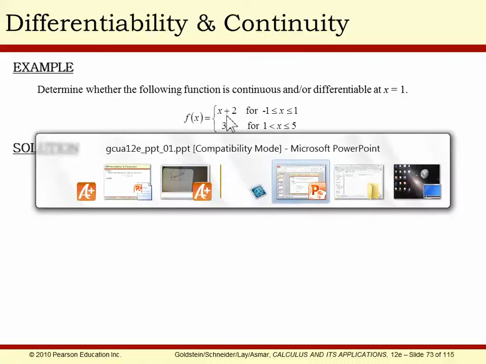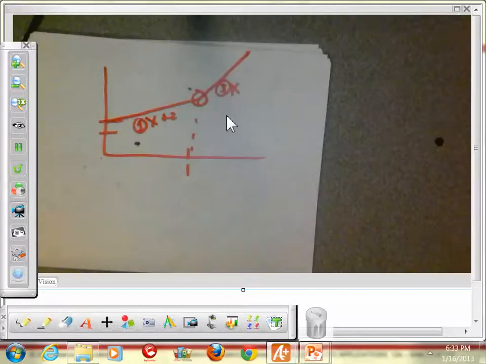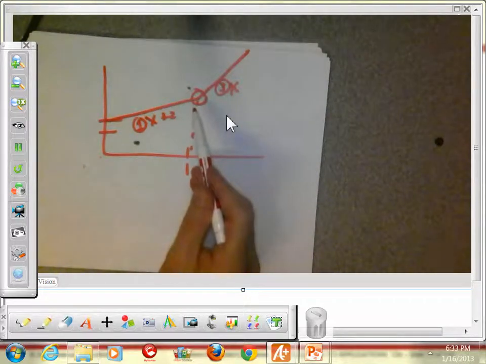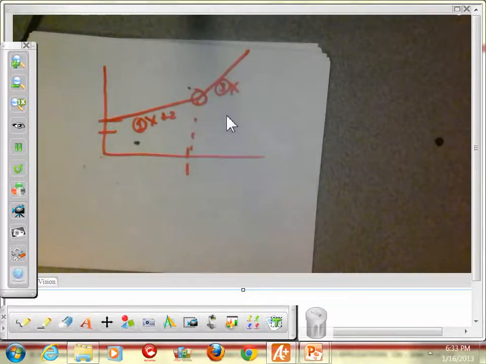So whenever you have a sharp corner, is it differentiable? No. Do you have a sharp corner here? Is this function differentiable at 1? No. Right? Why? Specifically, sharp corner, that's good enough.